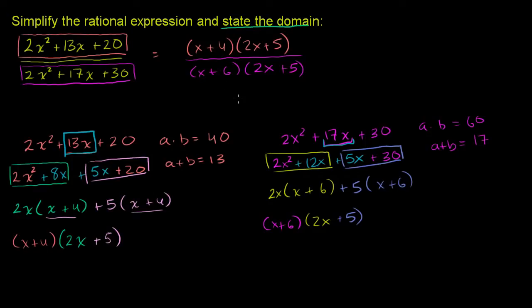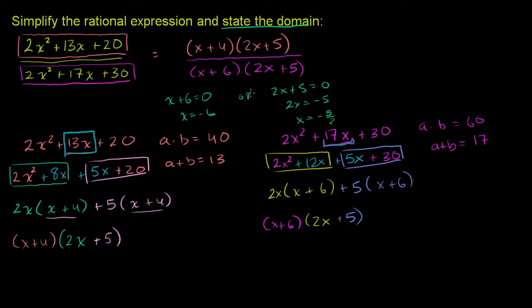It's the x values that will make the denominator equal to 0. And when will the denominator equal 0? Either when x plus 6 is equal to 0, or when 2x plus 5 is equal to 0. We can just solve for x here. Subtract 6 from both sides, and you get x is equal to negative 6. If you subtract 5 from both sides, you get 2x is equal to negative 5. Divide both sides by 2, and you get x is equal to negative 5 halves.